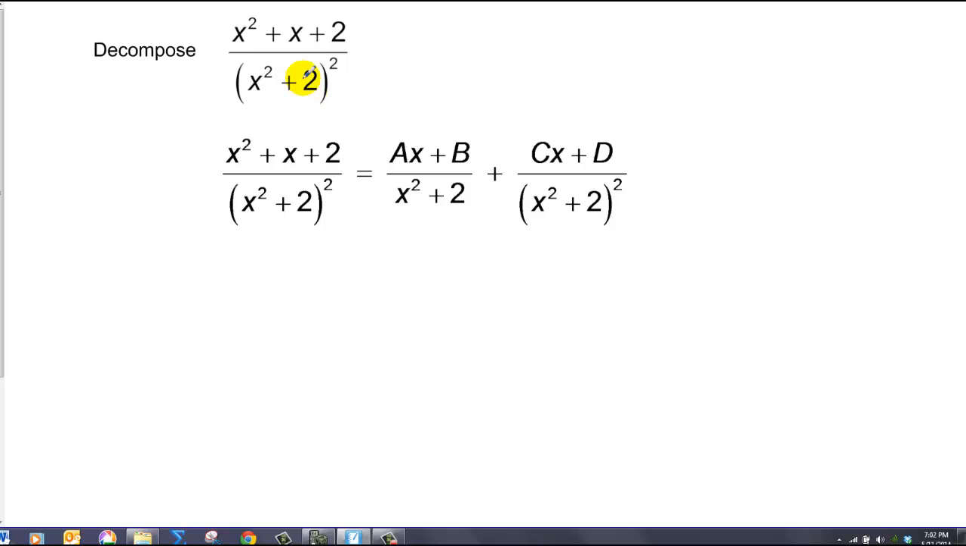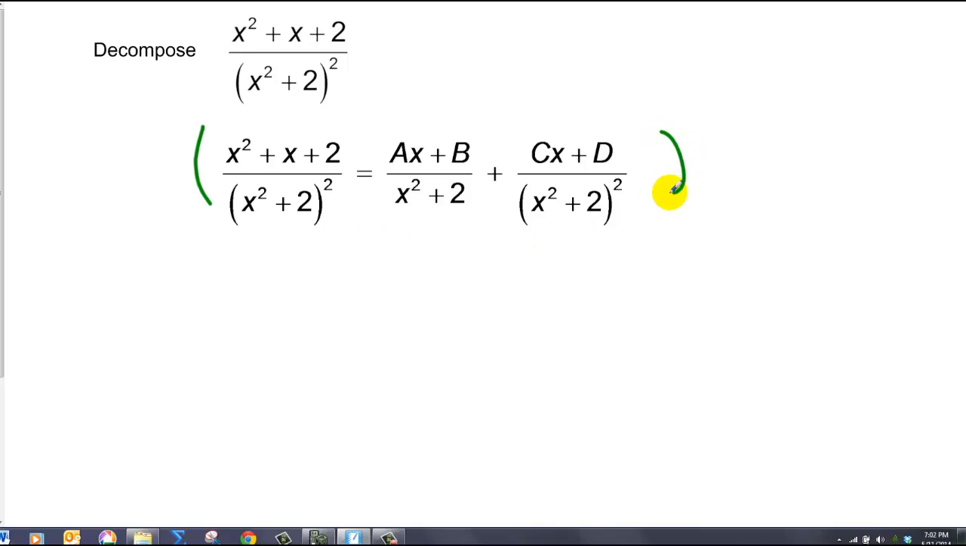Notice, because I have the c term, this does not qualify as a repeated linear. So once again, my first quadratic term is x squared plus 2. I have a linear over the top of that. And then I have the repeated quadratic function of x squared plus 2 quantity squared. And I need a new linear over that. I've already used ax plus b, so now I use cx plus d.